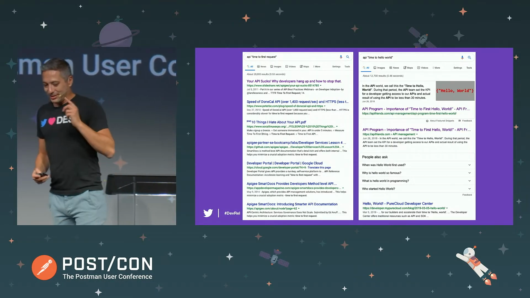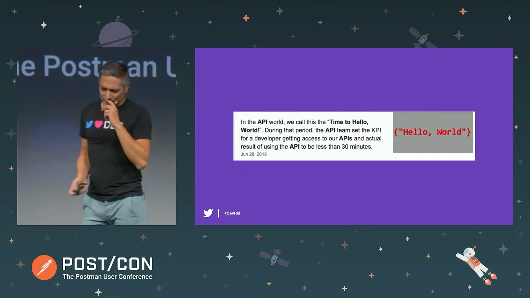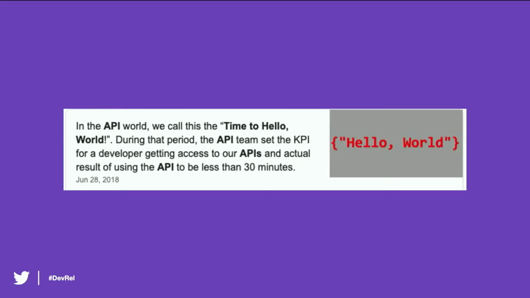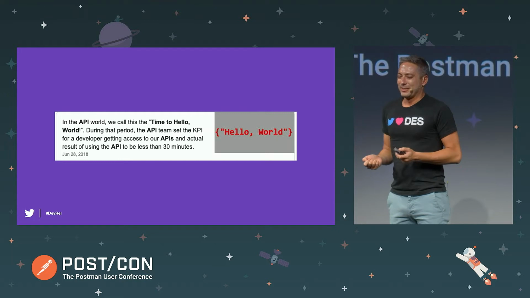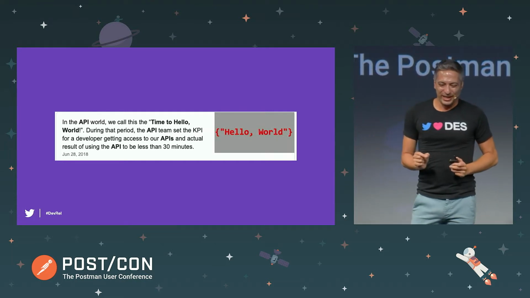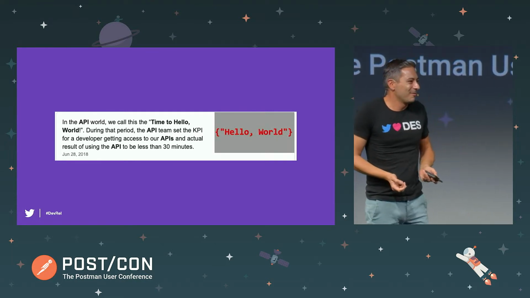But there's this one result in particular that struck me. To summarize, pointing me in the right direction, it says that you need to get developer access to your API, and the result of using the API should be less than 30 minutes. But why 30 minutes? This sounds a little arbitrary. Why not 3 minutes? Why not 30 seconds?